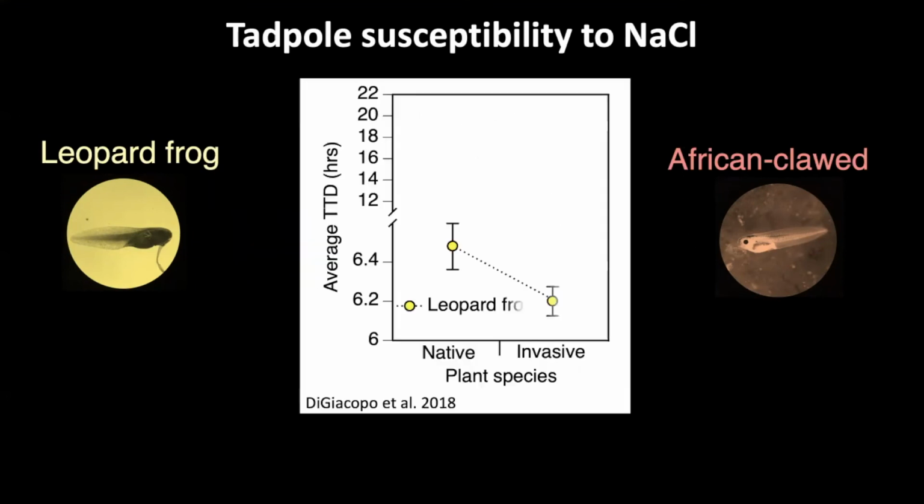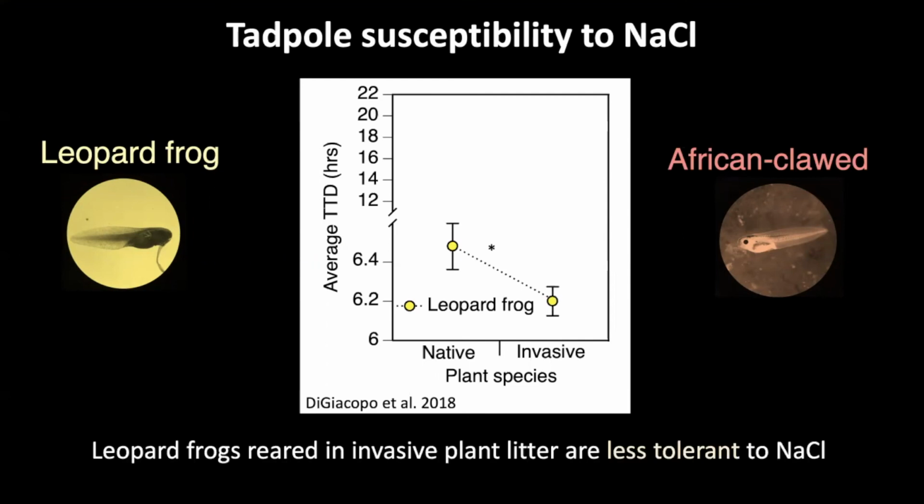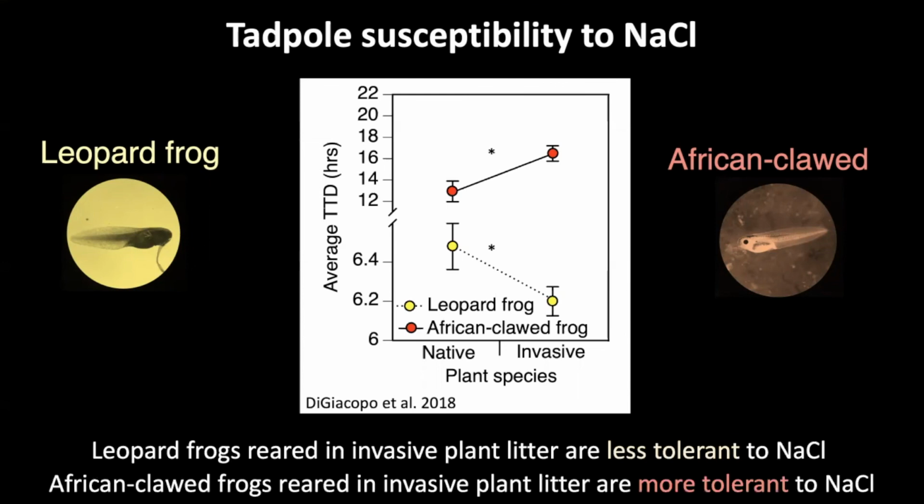And what did we find? We found that for leopard frogs, those reared in invasive plant litter were less tolerant to sodium chloride. So something about the invasive leaf litter leachate made the leopard frogs more susceptible to salt. In contrast, we found the opposite pattern for the African clawed frog. African clawed frogs reared in invasive plant litter were more tolerant to sodium chloride. So this is really interesting to us because it was consistent with the idea of invasive facilitation, where invasive plant species seem to facilitate the non-native African clawed frog, but harm the native leopard frog.